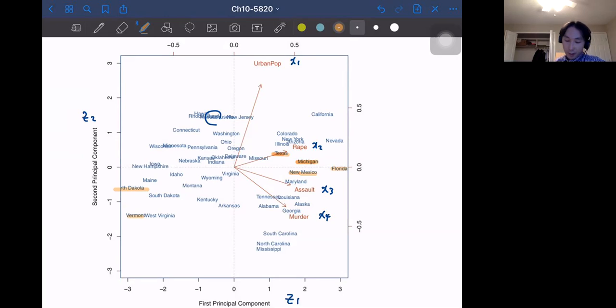So originally we have 4 variables. Each state has the 4 variables: urban population, maybe the number of rapes, assaults and murders, maybe per capita. Originally we have 4 variables, so we cannot really see the 4-dimensional space on paper. So we summarize the information in the best way, and then we can see that probably Michigan is closer to these states.